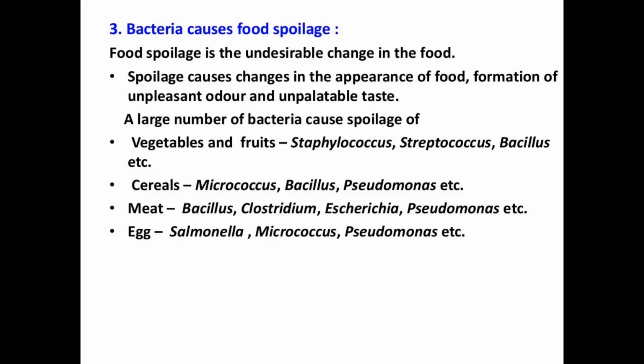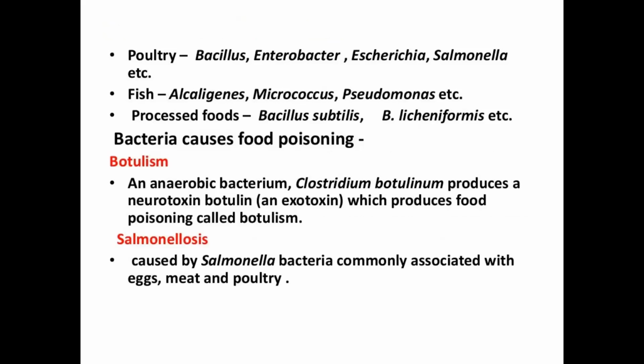And egg by Salmonella, Micrococcus, etc. And here poultry, again the same bacteria responsible for meat, and fish is spoiled by Alcaligenes, Micrococcus, etc. As well as processed foods. They are also spoiled by the Bacillus species. These can spoil the processed foods.